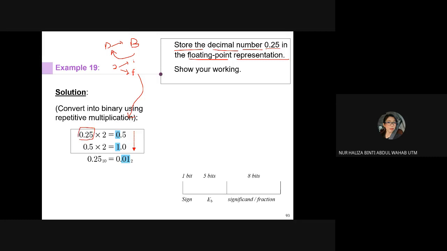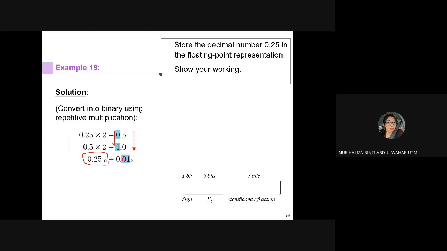Okay, you have 0.25. How are you going to convert? You're going to do repetition multiplication. This is the standard; this is not one I created. If you want to convert decimal to binary for floating point, you're going to use repetition multiplication. So 0.25 times 2, you will get 0.5. 0.5 you bring over here, times 2, you will get 1.0. After you get 1.0, you will get 0 point. Your fractional bits are read from up to down, so you will put 0, 1.